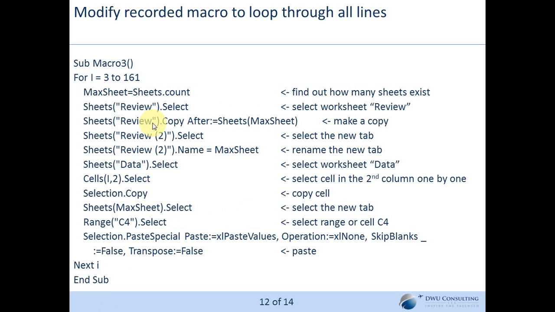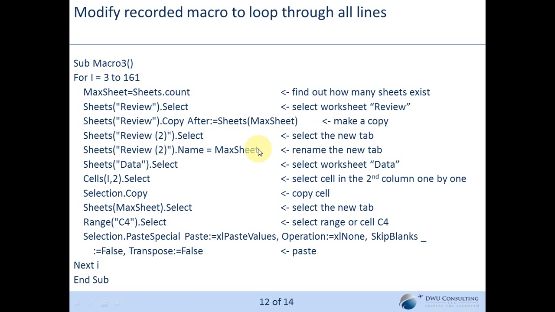So in that case, we want to modify the code we just wrote. First of all, we put in a loop saying from row 3 all the way to 161, we want to repeat this process. You can see I added a variable there. This one stores the value of the worksheet itself. So when I want to make a copy of the tab, I know after which sheet I want to put it. In that case, every sheet is put at the very end of the whole workbook.